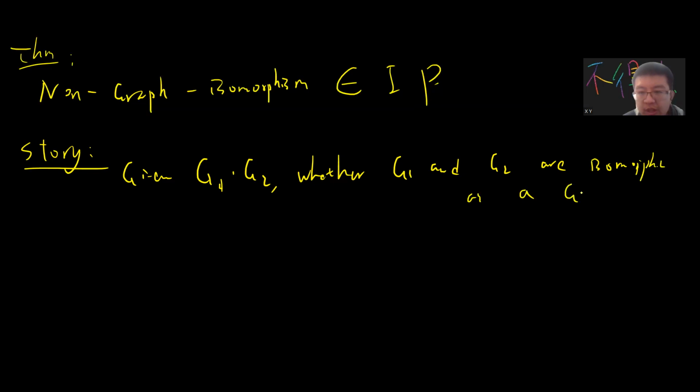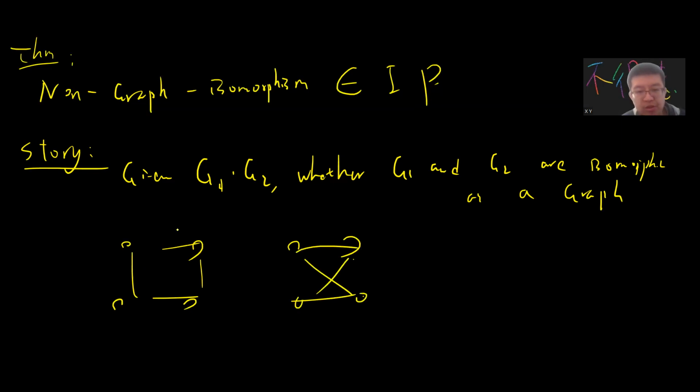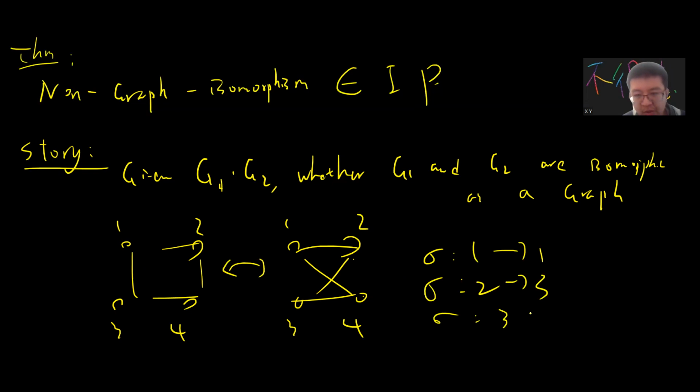As graphs, for example, these two graphs are the same, because you just flip this. For example, this is 1, 2, 3, 4 and this is 1, 2, 3, 4. All you need to do is find a map: map 1 to 1, maybe 2 to 3, 3 to 2, and 4 to 4. If you do this, you can see that this becomes the same graph. So this is the language, called ISO: given a pair G1, G2, are G1 and G2 isomorphic?